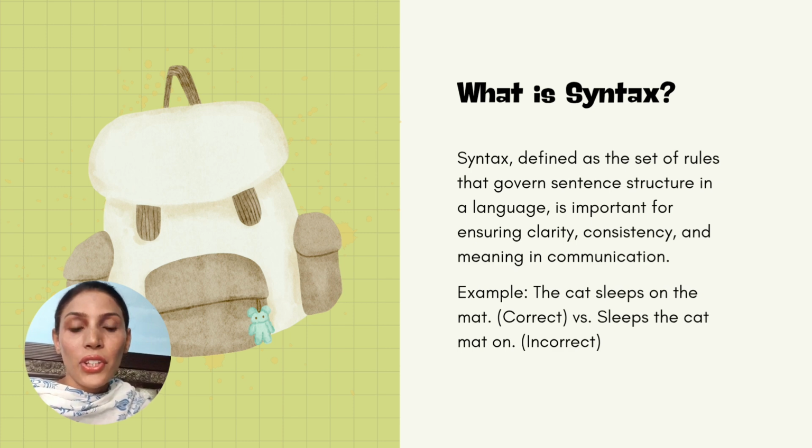What is syntax? Syntax is defined as the set of rules that govern sentence structure in a language. It is important for ensuring clarity, consistency, and meaning in communication. For example, "the cat sleeps on the mat" is correct, versus "sleeps the cat mat on it" is incorrect. You know very well what is correct and incorrect in grammatical and sentence structure. The study of syntax, in a simple way, means the study of structure.